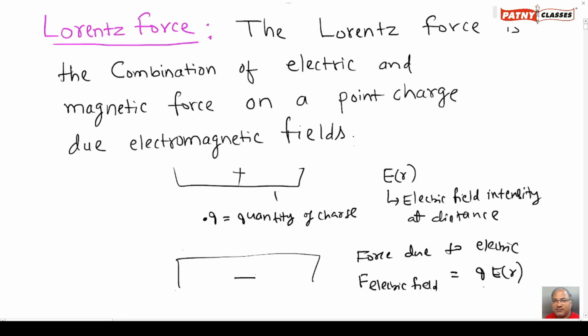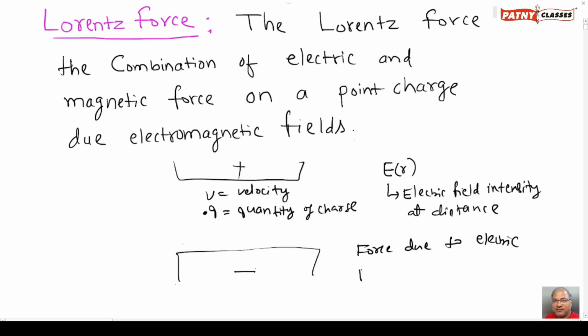This force acting on the charge is given by the product of quantity of the charge and electric field intensity. Therefore, force due to electric field Fe equals the product of the amount of the charge multiplied by electric field intensity. Therefore, Fe equals Q into E of R. So this force due to the electric field on the charge is given by Q multiplied by E of R.